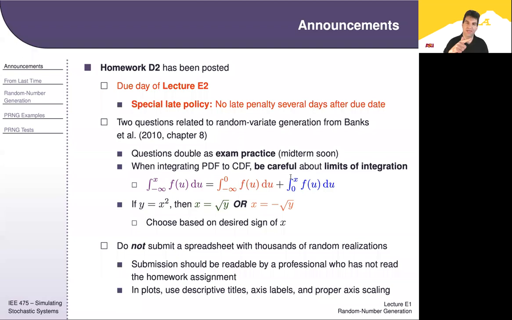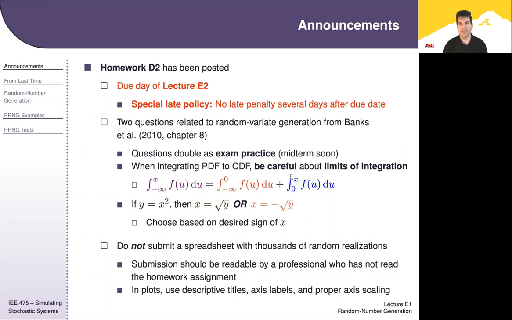The way you choose that is you want to make sure that your random variate generator has the same range as the desired range of the random variable you're trying to draw samples from. So hopefully you'll see how that works out. Now, when you submit these things, do not just submit a spreadsheet with thousands of rows. That's not gradable, and so that won't count.